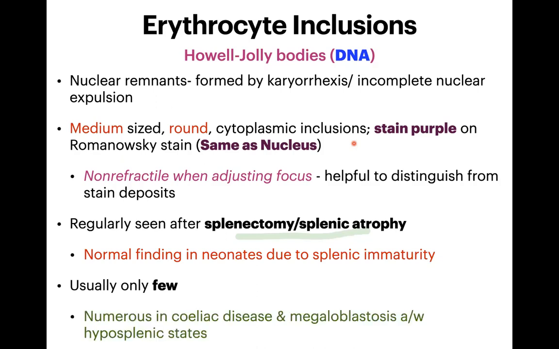But in cases of celiac disease, you will find numerous. And in case of megaloblastic anemia, normally in megaloblastosis, you will find some Howell-Jolly bodies. Normally megaloblastosis doesn't have too many Howell-Jolly bodies. Only a few here and there will be there.